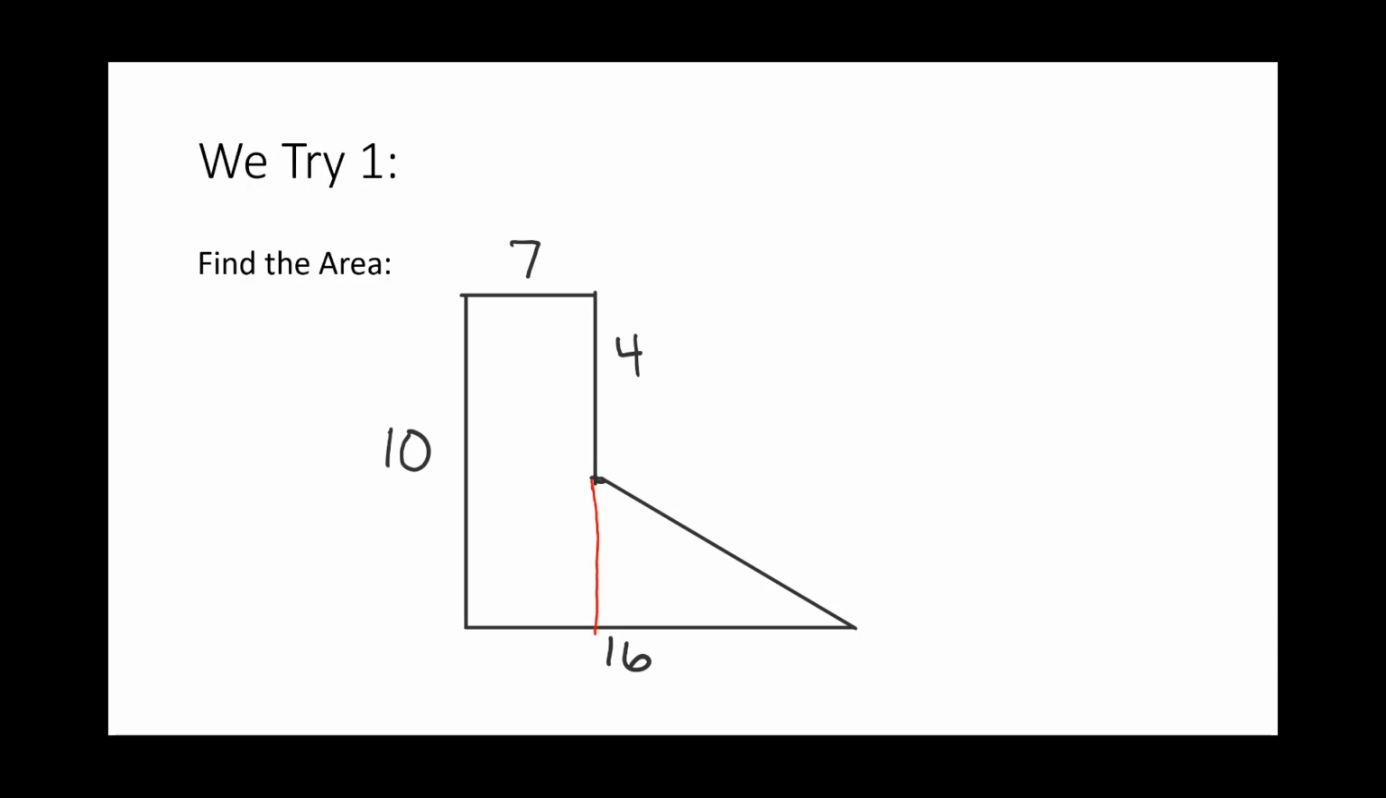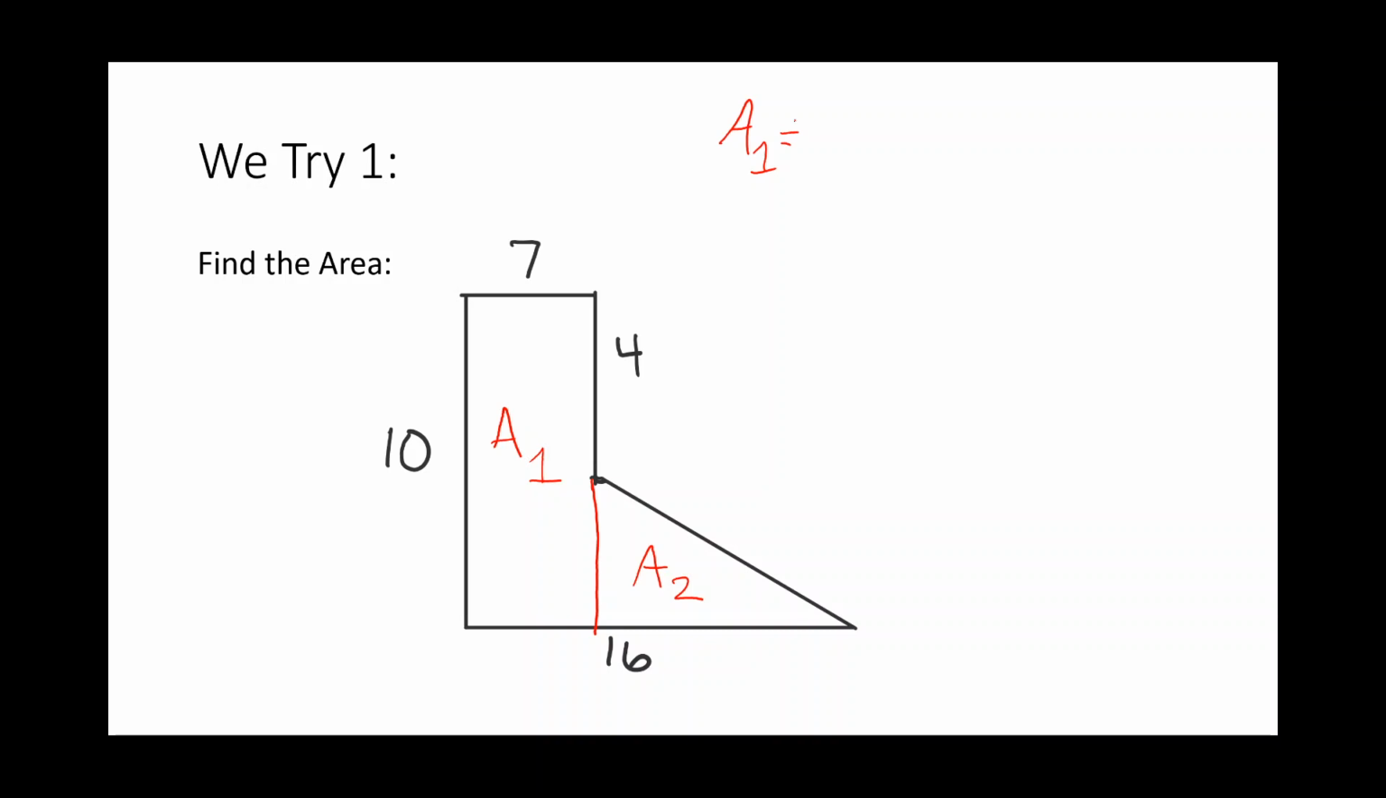I want to slice right here. That'll give me one rectangle and one triangle to find the area of. I'm going to find this area and call it Area 1. I'll find the area of the triangle and call it Area 2, just so I don't confuse myself, and then I'll add them together at the end.